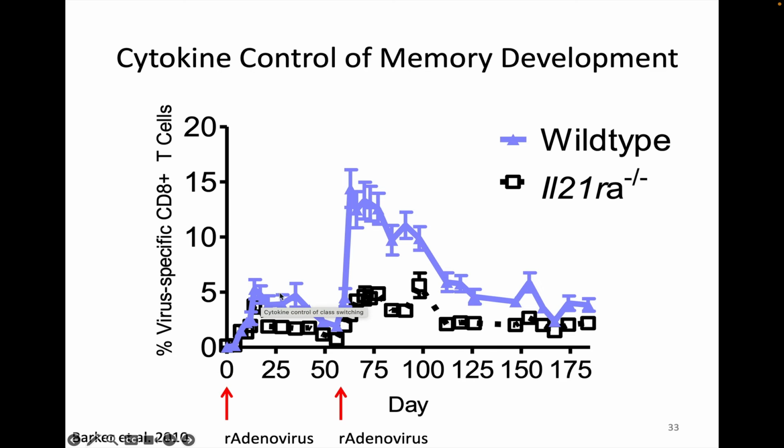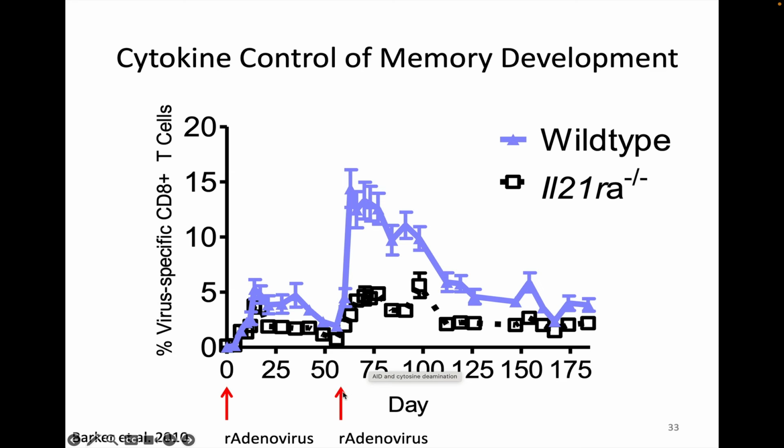And you can see the mice who are deficient, they don't make a great primary response, but they do make a bit of a primary response. It's actually about the same max that it was with the wild type, though there's maybe a bit of a difference in the contraction phase.